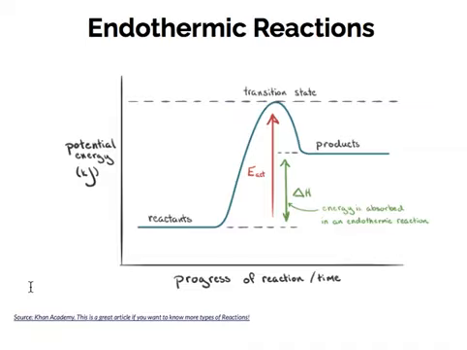In the case of an endothermic reaction, the reactants are here at a lower energy level compared to the products up here. In other words, the products are less stable than the reactants because they are at this higher energy level. Since we are focusing on the reaction in a forward direction, it's moving towards more unstable products.